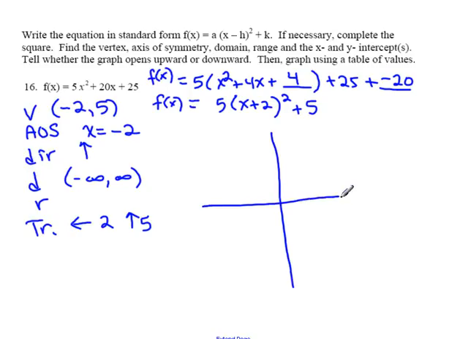So let's graph. So 2 to the left and 5 up. That's my vertex. Since I have a parabola facing upward, I just draw my curve. And now let's look at the range. The range, remember we're looking at the y's from the smallest to the largest, so the smallest y can be is 5, and the largest y can be is infinity because it keeps going and going.